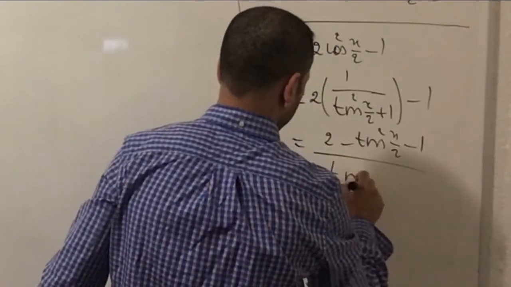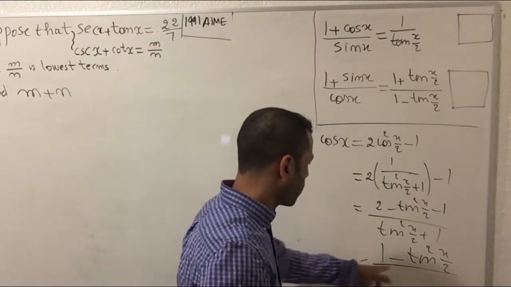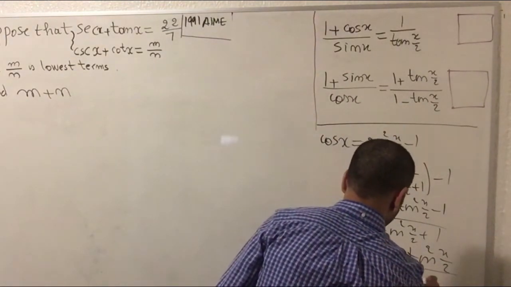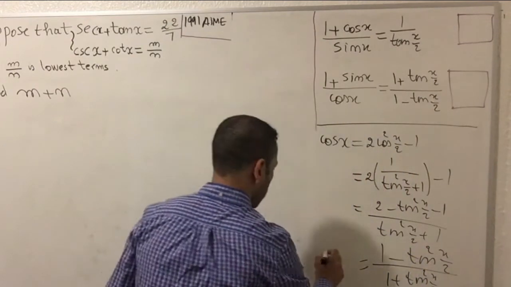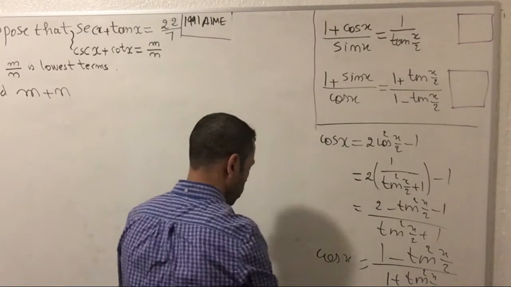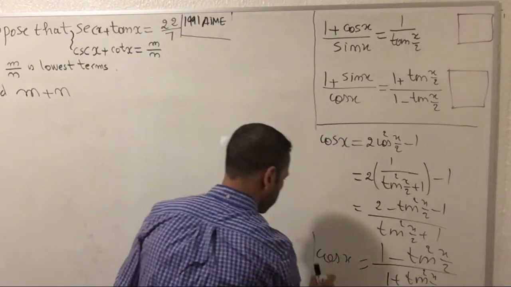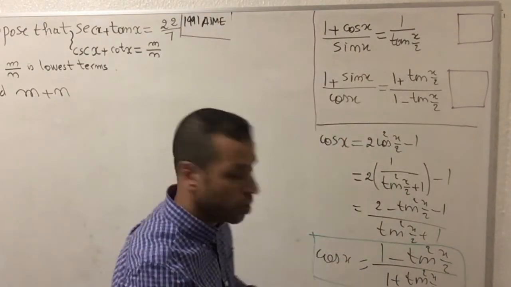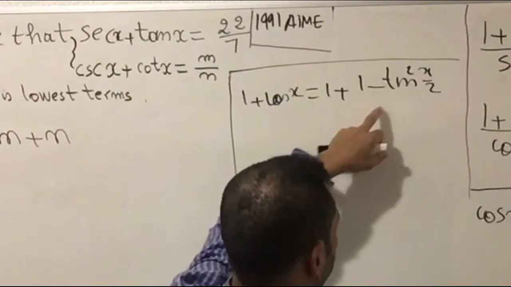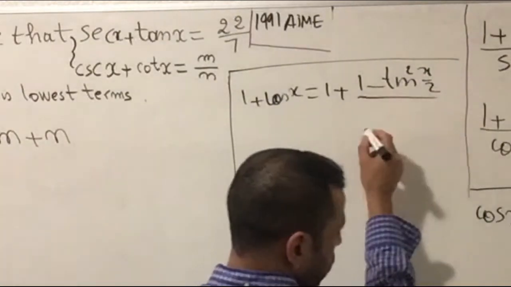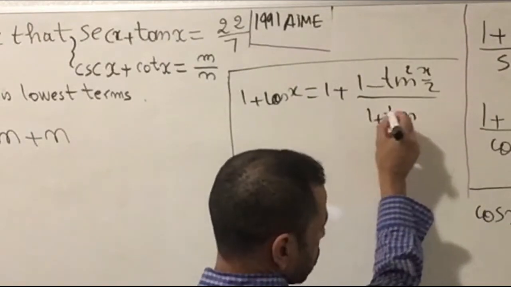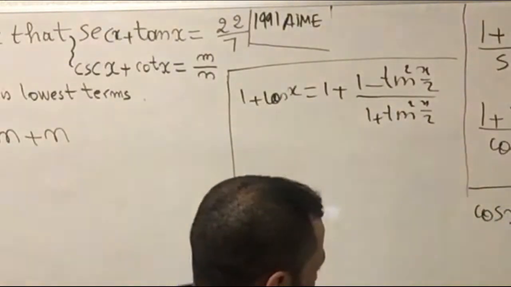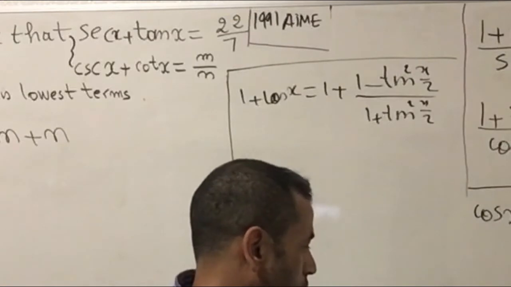So by calculating this one, we will have 2 over 1 plus tangent square x over 2 minus 1, okay? So this one equals 1 minus tangent square x over 2 over 1 plus tangent square x over 2, okay? So I proved cosine x equals this one, okay? But I need 1 plus cosine x over sine x, okay? 1 plus 1 minus tangent square x over 2 over 1 plus tangent square x over 2, okay? I just brought this one here and added number 1 and cosine x, okay?